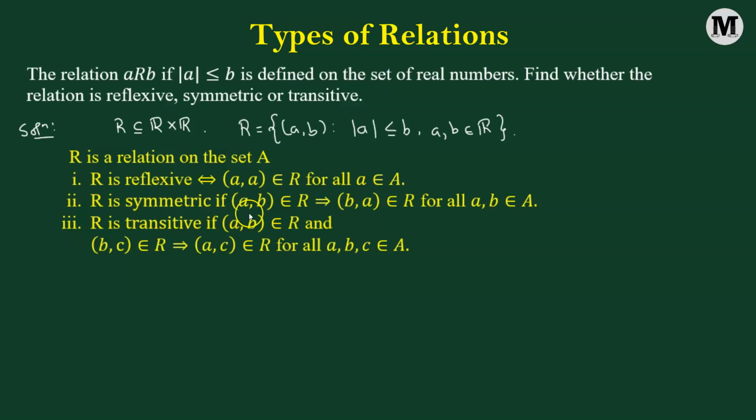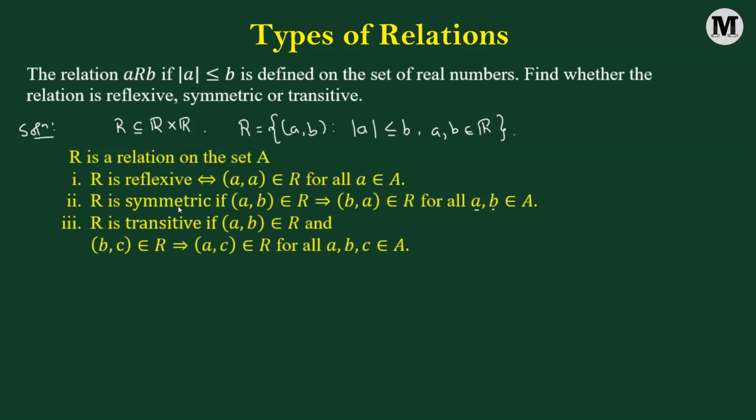R is going to be symmetric if the ordered pair (A, B) belonging to R implies that the ordered pair (B, A), obtained by interchanging the elements within the ordered pair (A, B), must also belong to the relation R for all A and B belonging to the set A. That means for any A and B that we pick from the set A, if (A, B) belongs to R, then (B, A) must also belong to R. Then R is referred to as a symmetric relation.